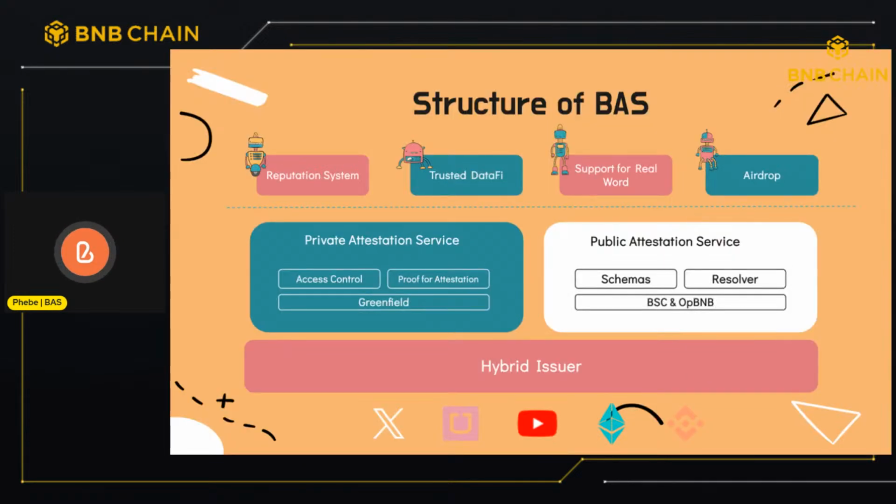Going next, in our design, BAS will include the following 3 logic layers. At the base layer is the hybrid issuer, which can be any third-party resources such as Twitter, YouTube, Binance, or even any future project launched by developers themselves. This means that third-party issuers endorse their own attestations.